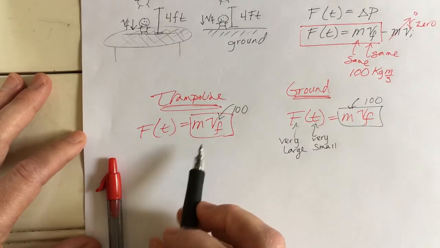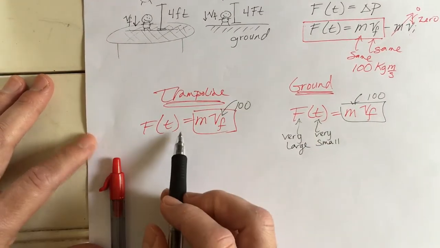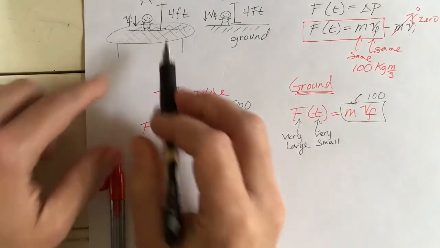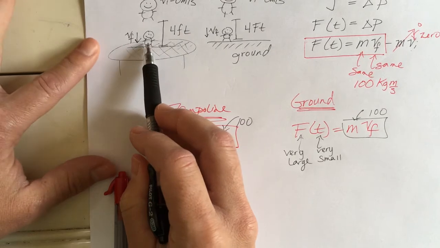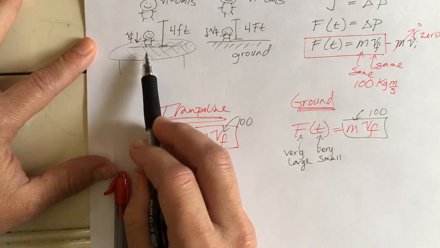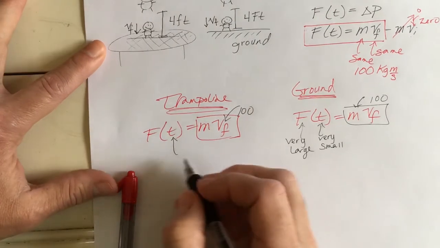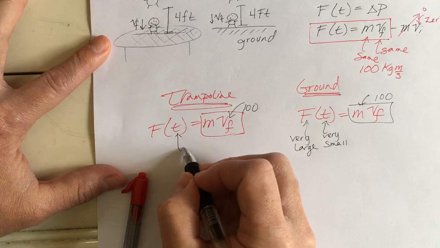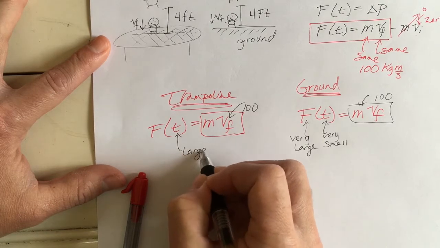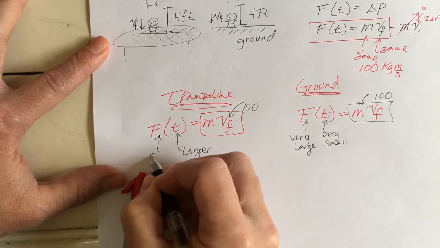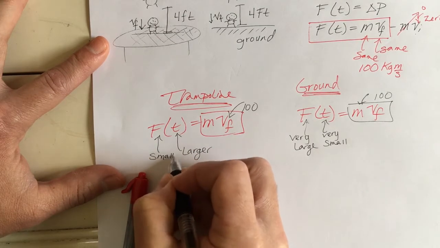But now, in this case, the time that you experience that force, because you can think of it when you hit this trampoline, you experience the force upwards over a larger period of time, that this time is larger, so I'll just write larger. And then therefore, the force that you experience is smaller.